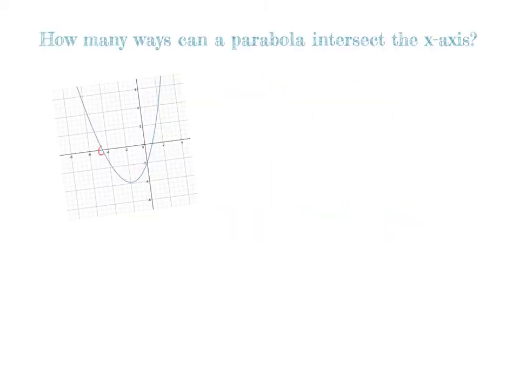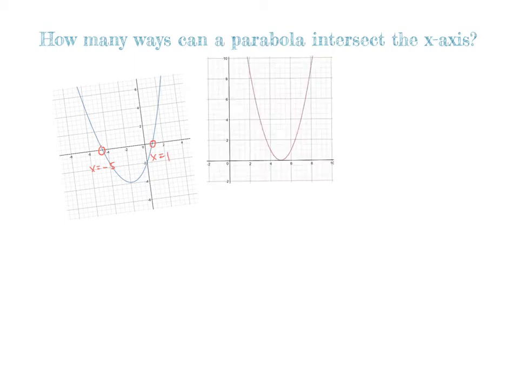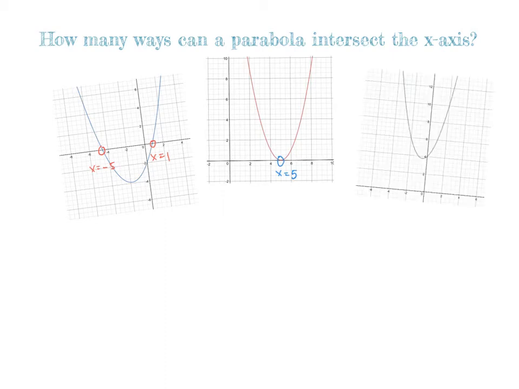The first thing we want to look at here is how many ways a parabola can intersect the x-axis. You can see that a parabola drawn here intersects the x-axis in two places, where x equals -5 and at x equals 1. The next parabola intersects the x-axis in only one point, at x equals 5. This final parabola doesn't intersect the x-axis at all. As you can see by these three drawings, there are three different ways that a parabola can intersect the x-axis. So how do we determine which one our parabola is and distinguish between them?